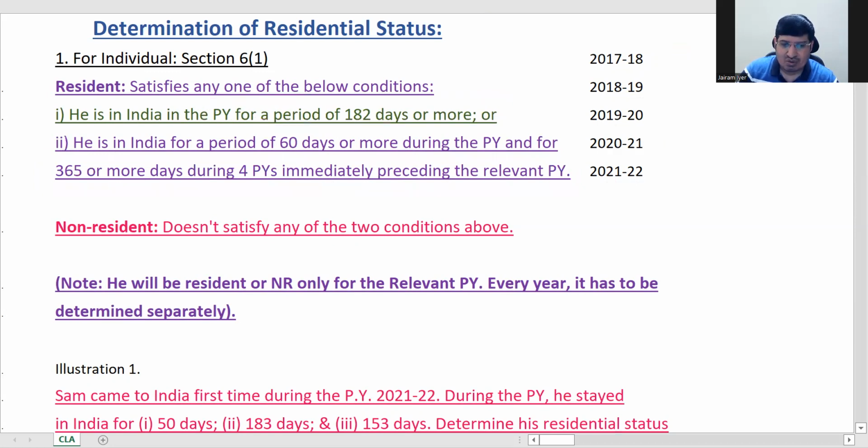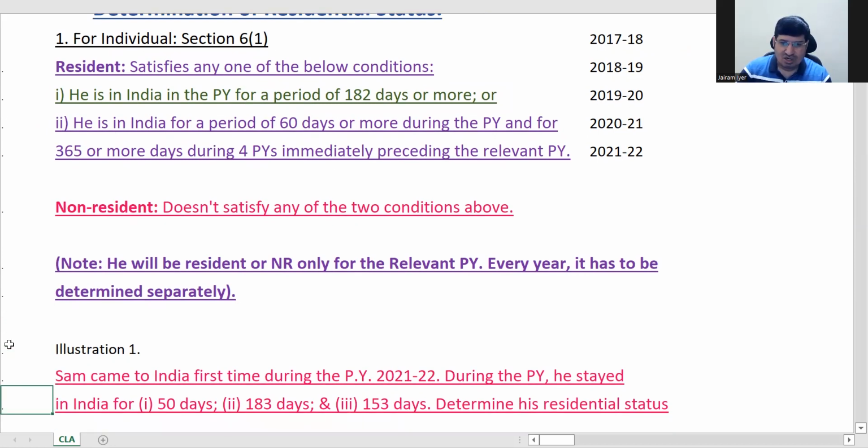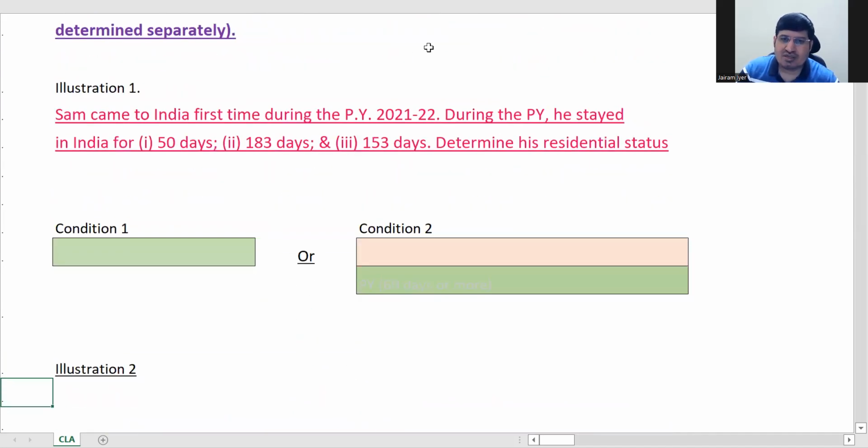Okay, so now let's go back to the question. He came to India during the previous year. He stayed in India for 50 days, 183 days, and 153 days. Determine residential status. So straightforward, we know that the 60 days point is not useful for us. So we can only use 182 days or more. Only in this case he is a resident. In the other 2 cases, he becomes a non-resident.